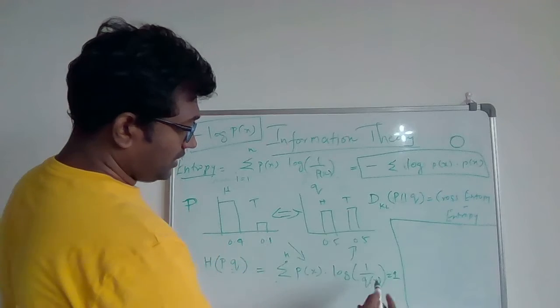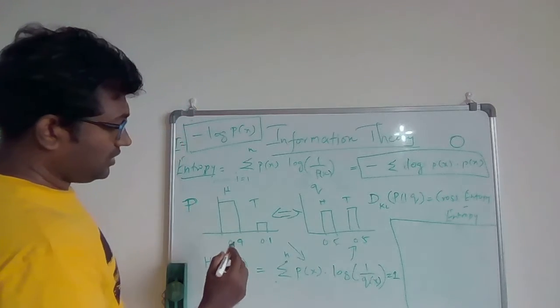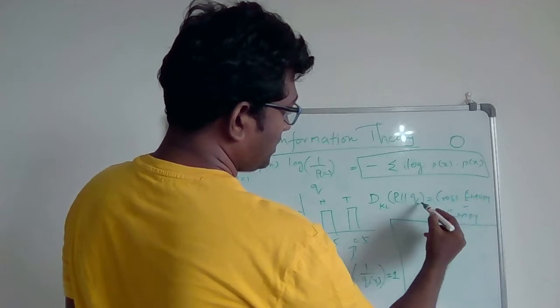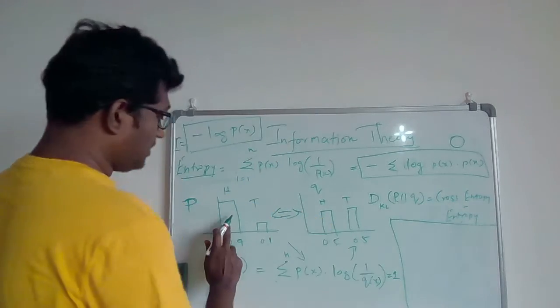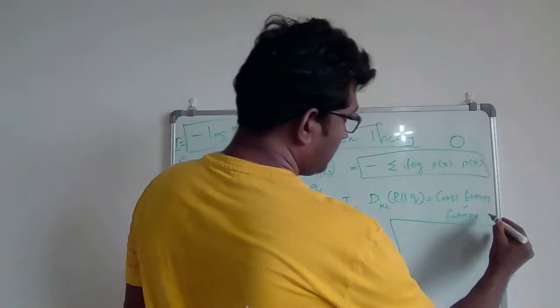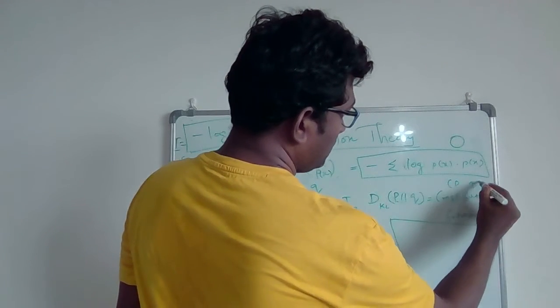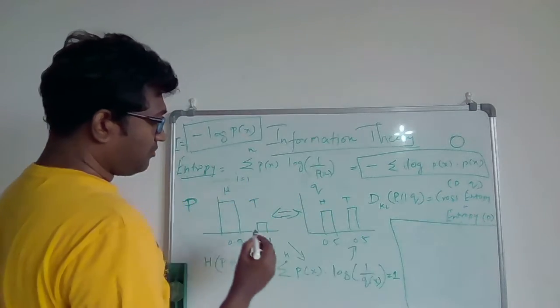The entropy of what? If you're trying to find between P and Q, this is the cross entropy between P and Q, and minus the entropy of P. We are trying to find the entropy of P. Okay, this is between P and Q, so we want to find the entropy of P.